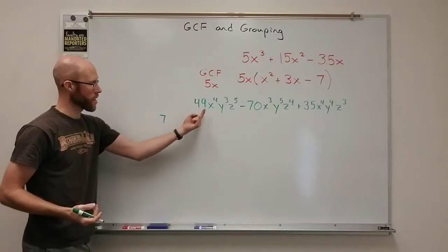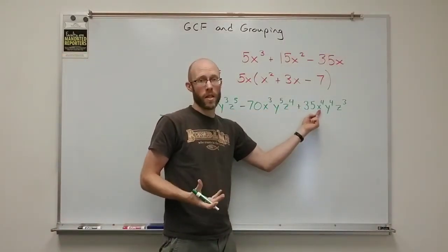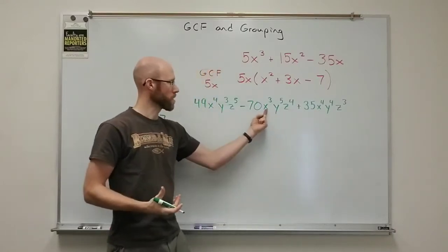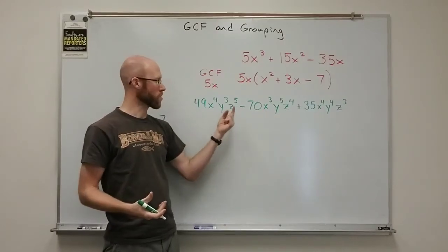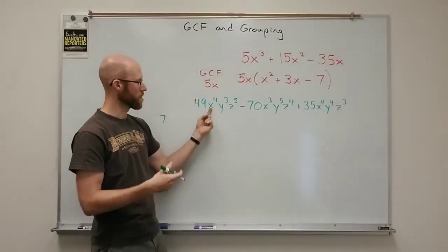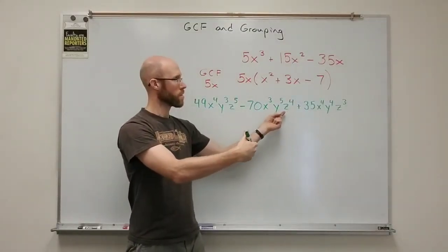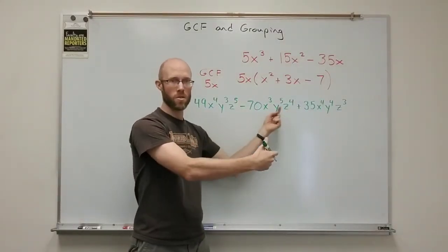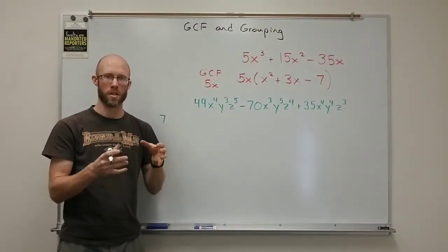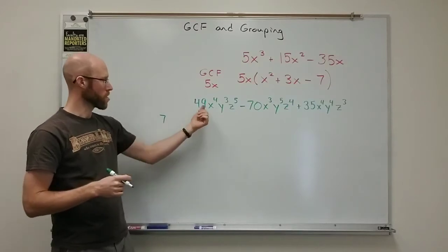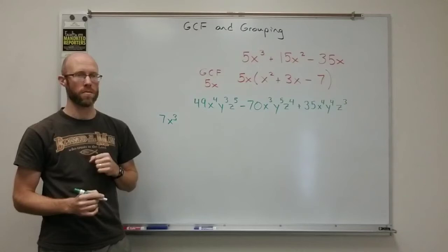Now if I look at the x's, I have x to the 4th, x to the 3rd, and x to the 4th. Well, they all have at least 3 x's, right? 3 is the lowest number, the lowest power, and so that's the one they have in common, right? This has 4 x's, x times x times x times x. This one is 3 x's, x times x times x, and so forth. And so you want the lowest power, because that's what they all have, okay? So I want x to the 3rd included in my greatest common factor.